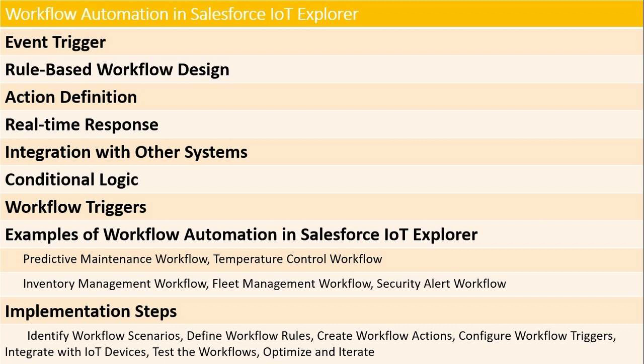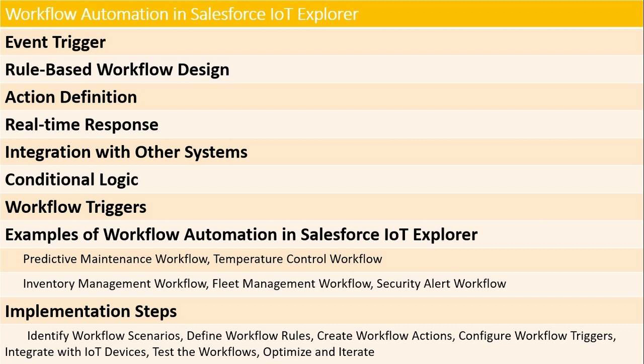Temperature control workflow. Trigger. Temperature sensor reports readings outside the acceptable range. Action. Adjust the settings of connected climate control systems to regulate the temperature within the desired range. Inventory management workflow. Trigger. Low inventory level reported by RFID tags on products. Action. Generate a purchase order for restocking and notify the procurement team.